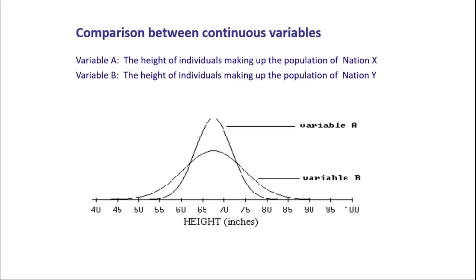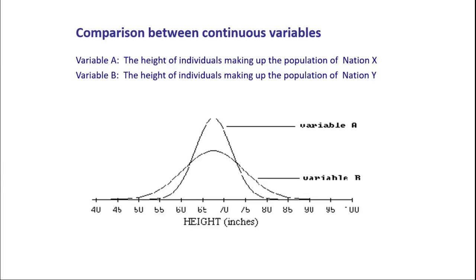Here's another set of data. This is the height of individuals making up population nation X, and another variable of nation Y. If we look at these two sets of data in terms of their distributions, they'll both look fairly symmetrical, and the average height is around the same, 67.5 inches.